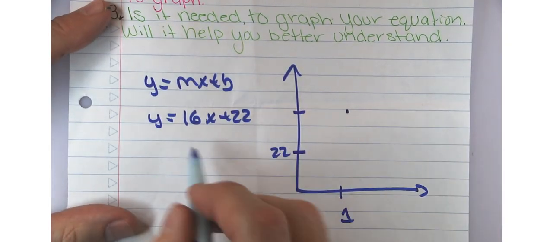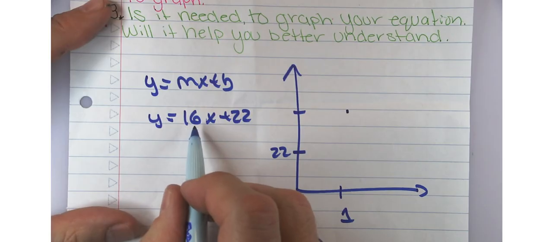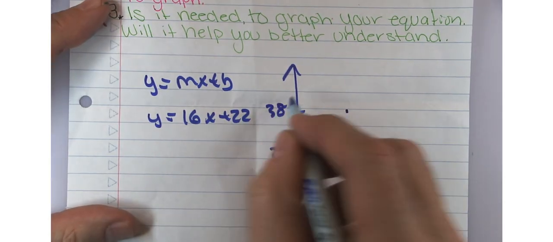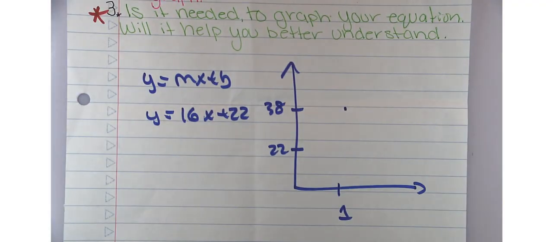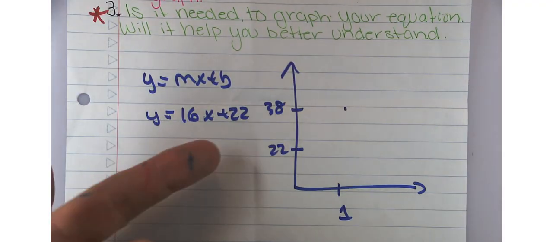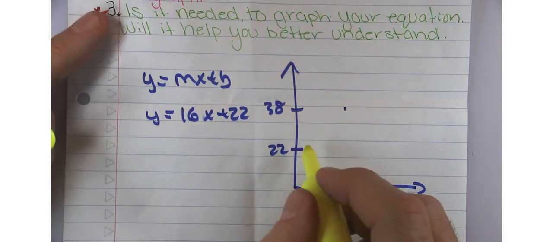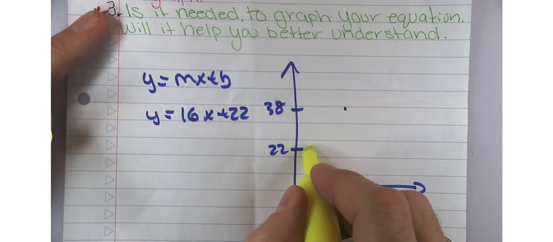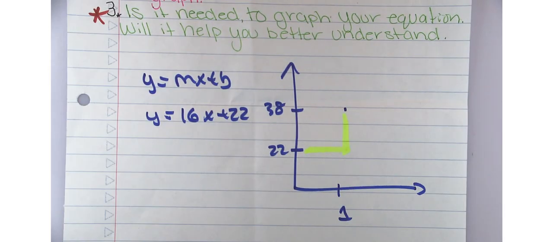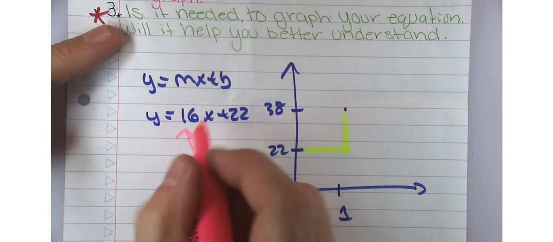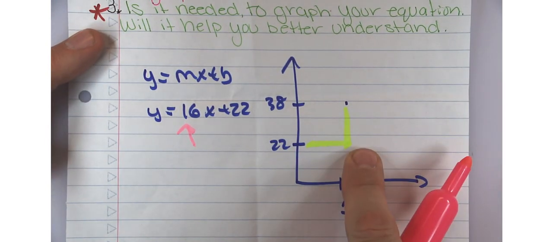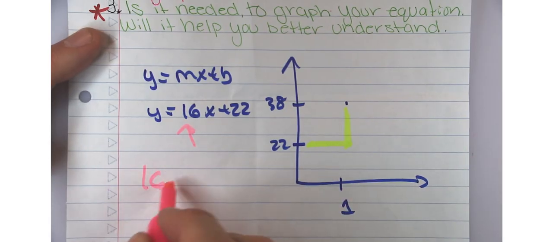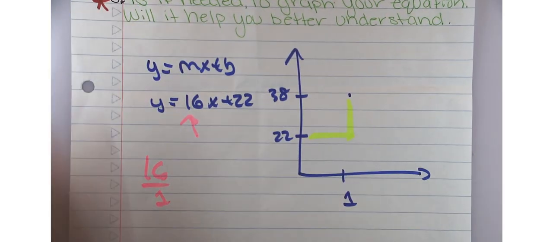Now let's take a look at it in two different ways. If I put in a 1 here, I get 16 plus 22 is 38. And that's fine. But usually when I do this for myself, I don't think of it as plugging in a 1 there. I think of it as moving in accordance with the slope. What's the slope of this line? Yeah, the slope, which is the change in y divided by the change in x, is 16 over 1. Sometimes we say the rise over the run.